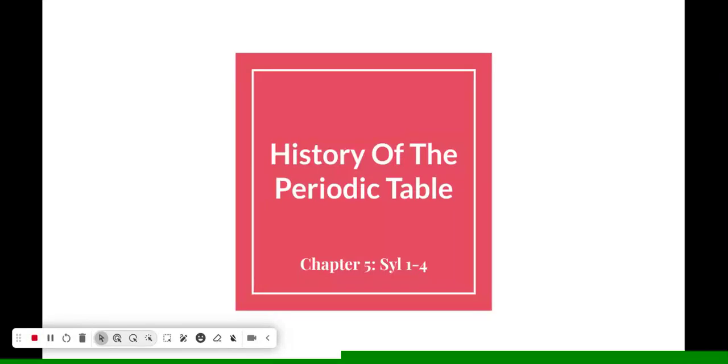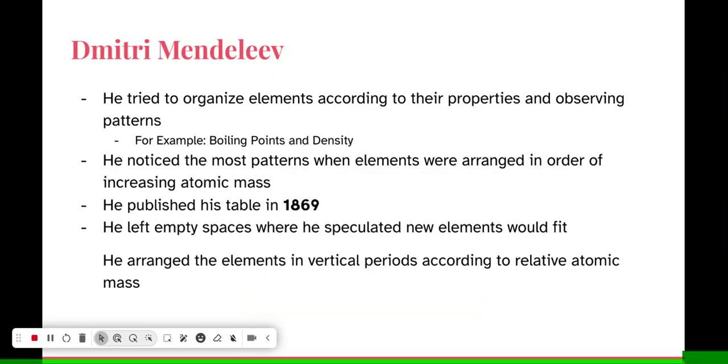This is the history of the periodic table, which is chapter 5, syllabus 1 through 4, by Riley Offit and Rory Kaltenbach. Okay, first we're going to be talking about Dmitri Mendeleev.